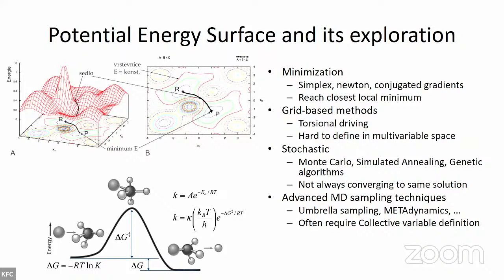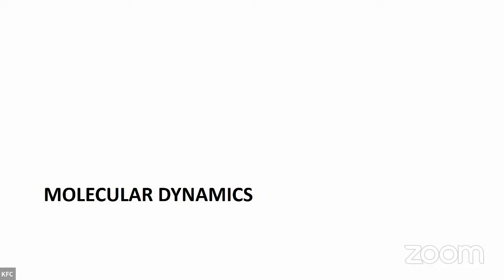Or we can use advanced molecular dynamics simulations. We can define molecular dynamics and run the simulations together with some kind of speeding processes like umbrella sampling, metadynamics, and so on. But we have to have something which defines what we want to speed up the simulations for. So we have to define some kind of collective variable. For that, we basically are using molecular dynamics simulation.